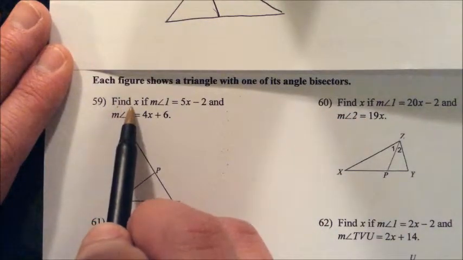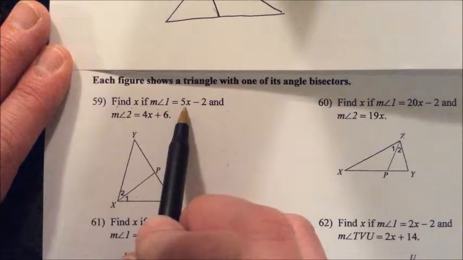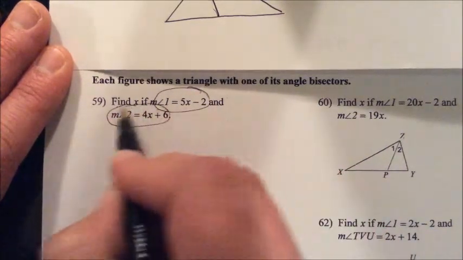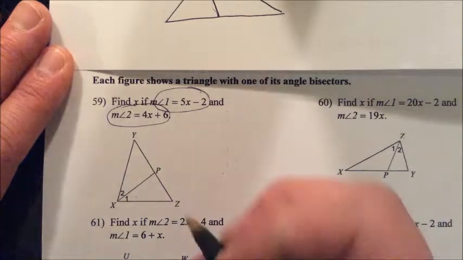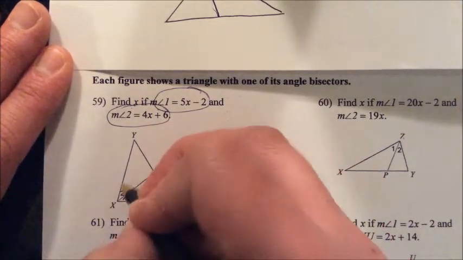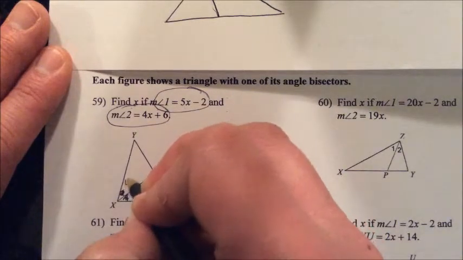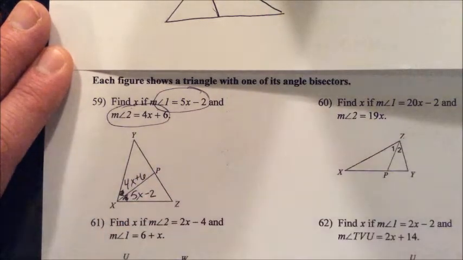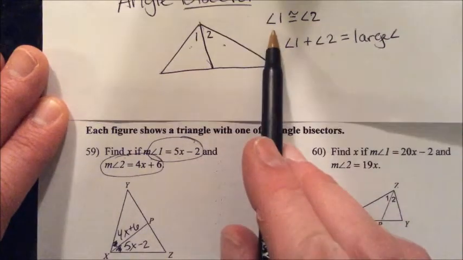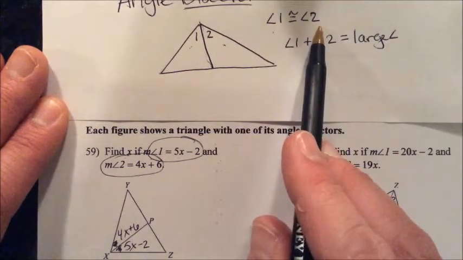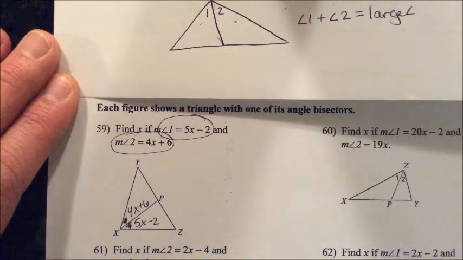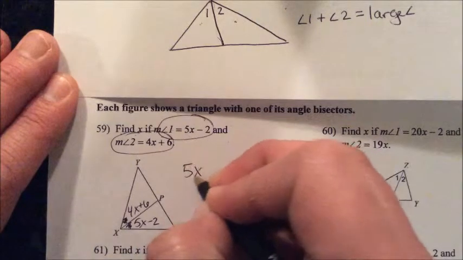This one wants us to find x if the measure of angle 1 is 5x minus 2, and the measure of angle 2 is 4x plus 6. I'm going to write 5x minus 2 here, and 4x plus 6. If I go back to my rule up here, what we know is that angle 1 is congruent to angle 2. If they're giving us angle 1 and angle 2, and we know they're congruent, we set them equal to each other.